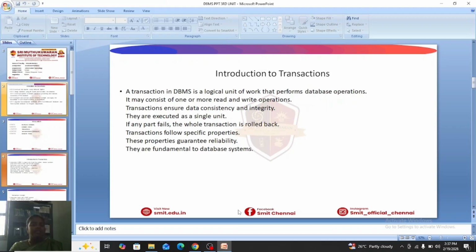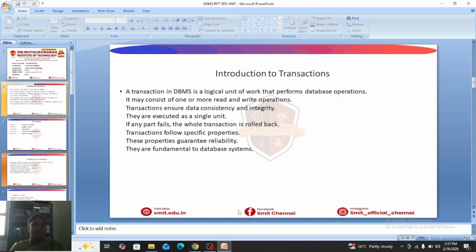Transactions ensure data consistency and integrity. They are executed as a single unit. If any part fails, the whole transaction is rolled back. Transactions follow some specific properties. These properties guarantee reliability. They are fundamental to database systems.